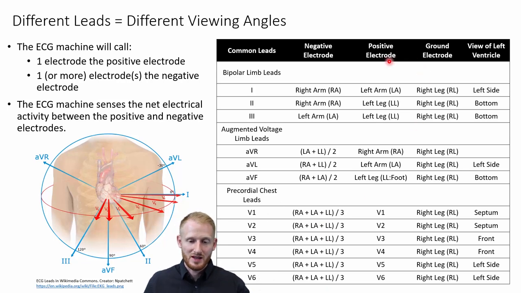And then for each one, there's a positive electrode, like what we talked about before when we were talking about the waves moving back and forth. These are the same positive and negative electrodes, but applied to the entire heart, giving us leads. And so each of these is going to have a different positive electrode. And then we have the ground electrode, which is going to be the same for all of them. It's always going to be the right leg. And you also here have the view of the left ventricle that we get from these different electrodes.